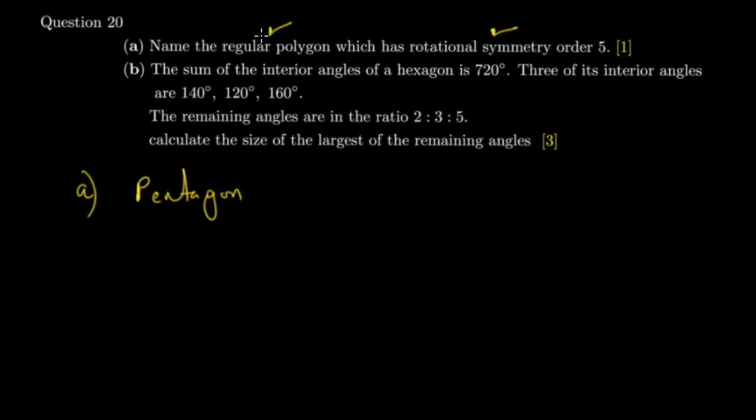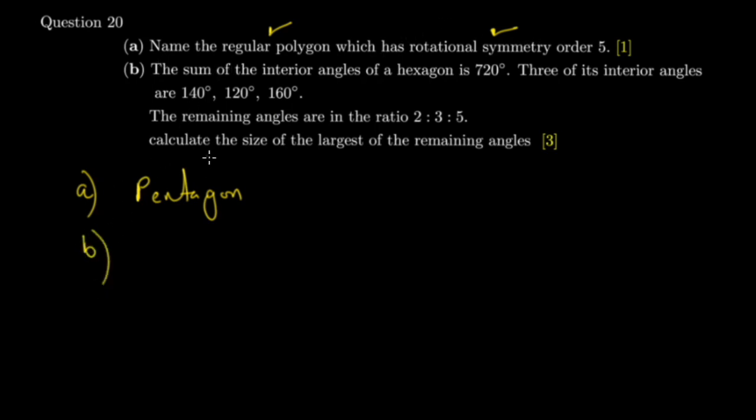So for an equilateral triangle, the rotational symmetry is order 3. For a quadrilateral, the rotational symmetry is order 4. For a pentagon, the rotational symmetry is order 5. So for regular shapes, what you have to know is, even for a pentagon, it's 5. For a heptagon, it's 7. Decagon, it's 10. So this one was a dead giveaway sort of.